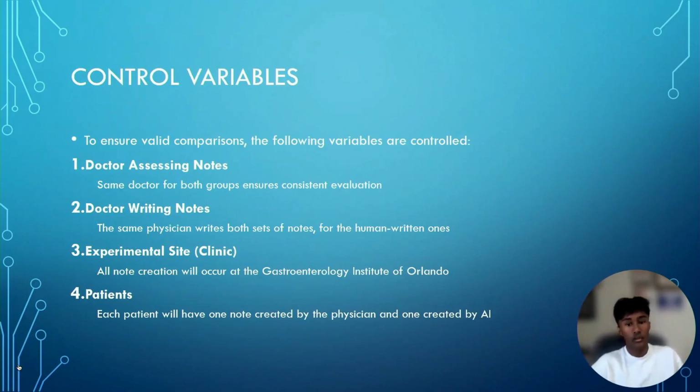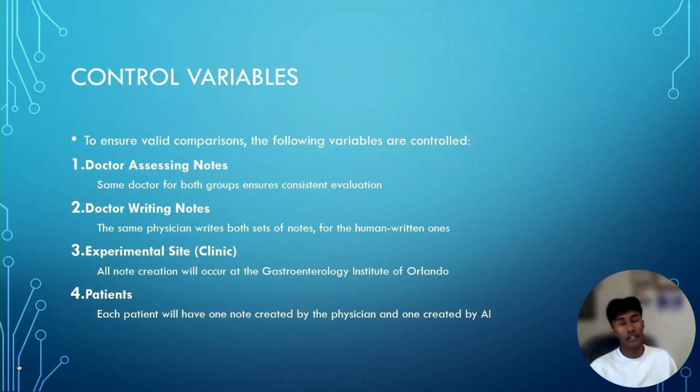So just to go over some control variables again, because it's important to see the comparisons to ensure that we can reduce error and reduce bias here. We've isolated 4 different variables to keep controlled. One would be who is actually assessing the note, who is using their subjective interpretation of the note to determine if a note is comparatively better. Then the second would be who is actually writing the note.